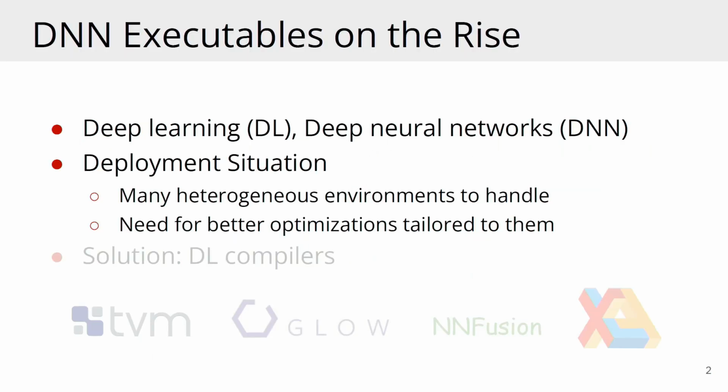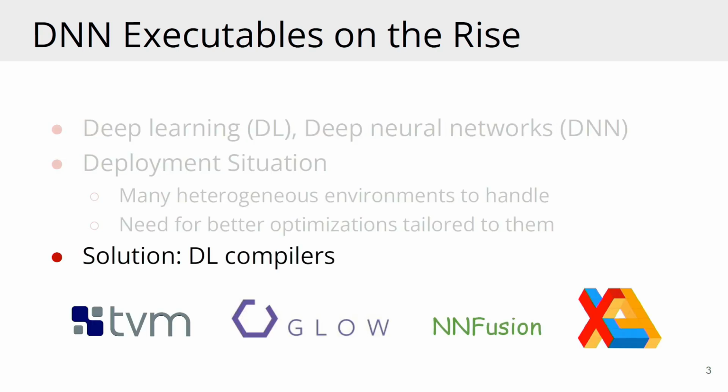In recent years, we've seen deep learning techniques, especially deep neural networks, develop very prosperously. Today we want to deploy them in so many places that there are many heterogeneous environments to handle. At the same time, we also want better optimizations that are tailored to each of those platforms. Under this situation, DL compilers have emerged as a solution.